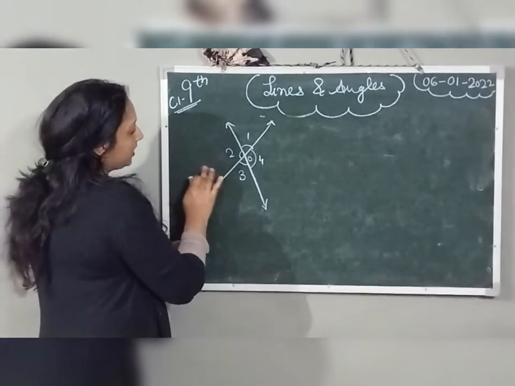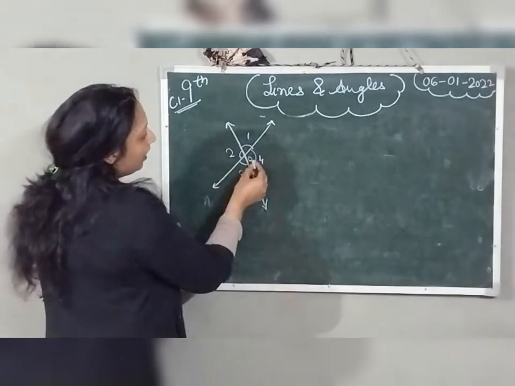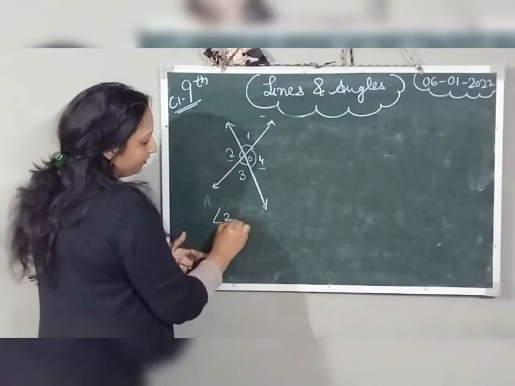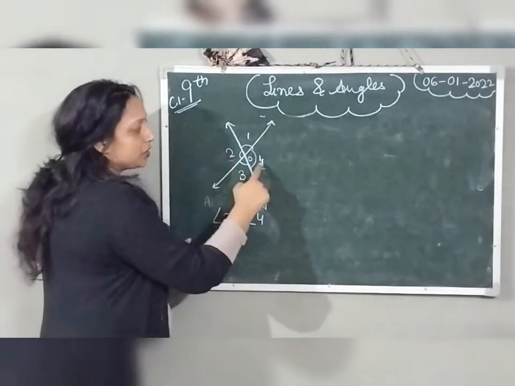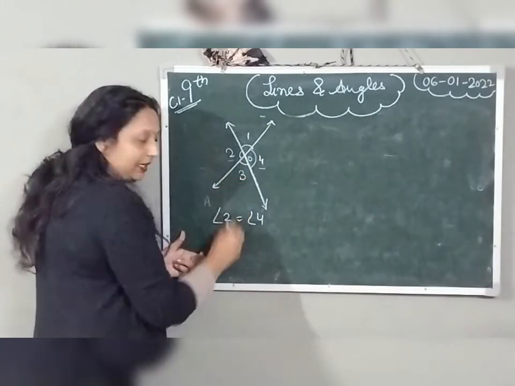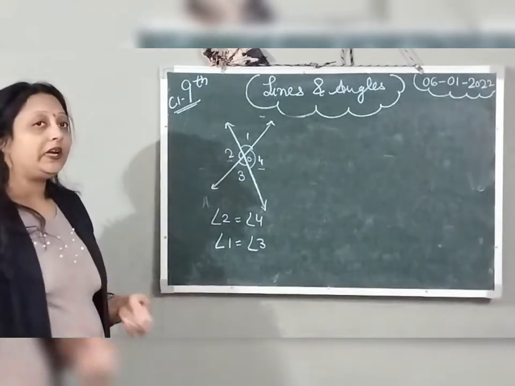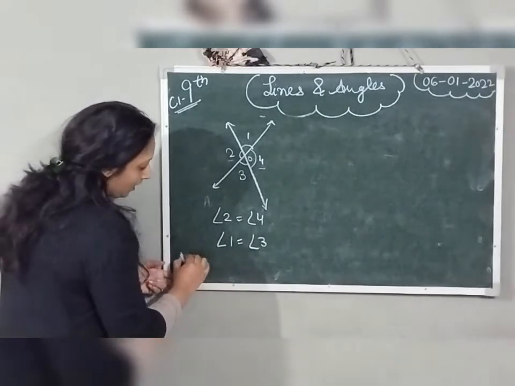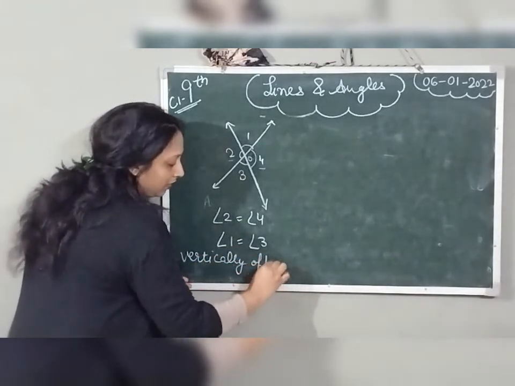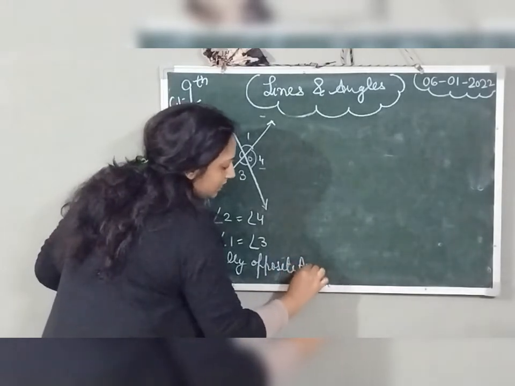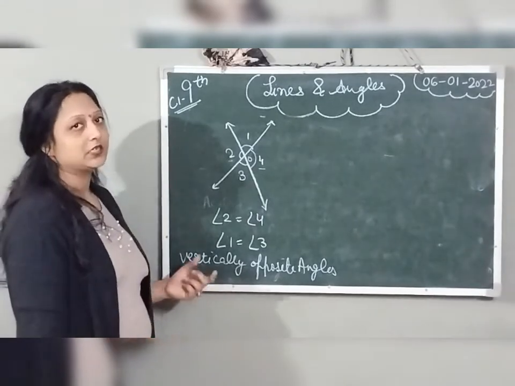When these four angles are connected with each other, like angle 2 is equal to angle 4, then angle 2 is opposite to angle 4 and angle 1 is opposite to angle 3. These angles are called vertically opposite angles. What can we call them? Vertically opposite angles. And always remember that vertically opposite angles are always equal.